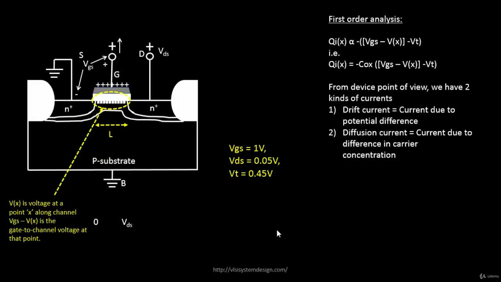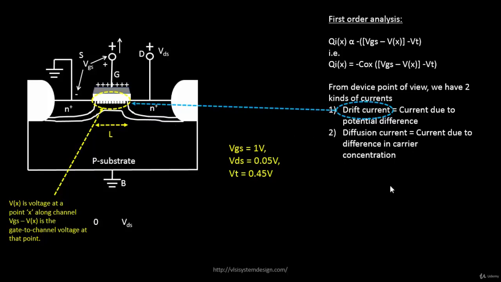But the scenario that we are talking about in this particular video is drift current, because you have this point at zero potential, you have this point at VDS potential, so there is a potential difference, and as a result of that you will see some small amount of current which is flowing from source to drain, and that's the drift current we are talking about.